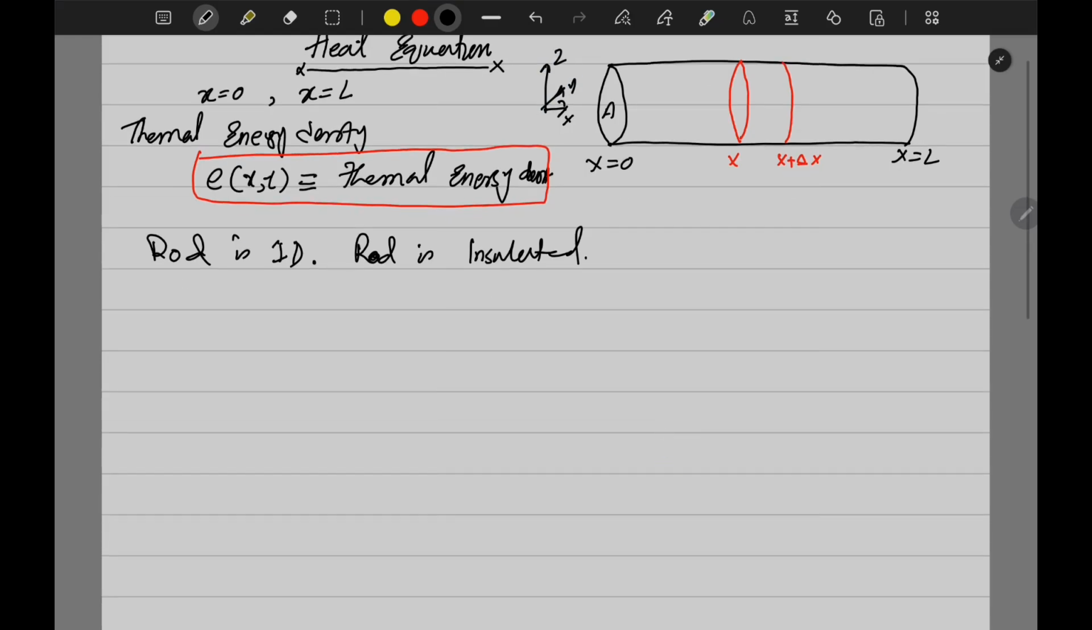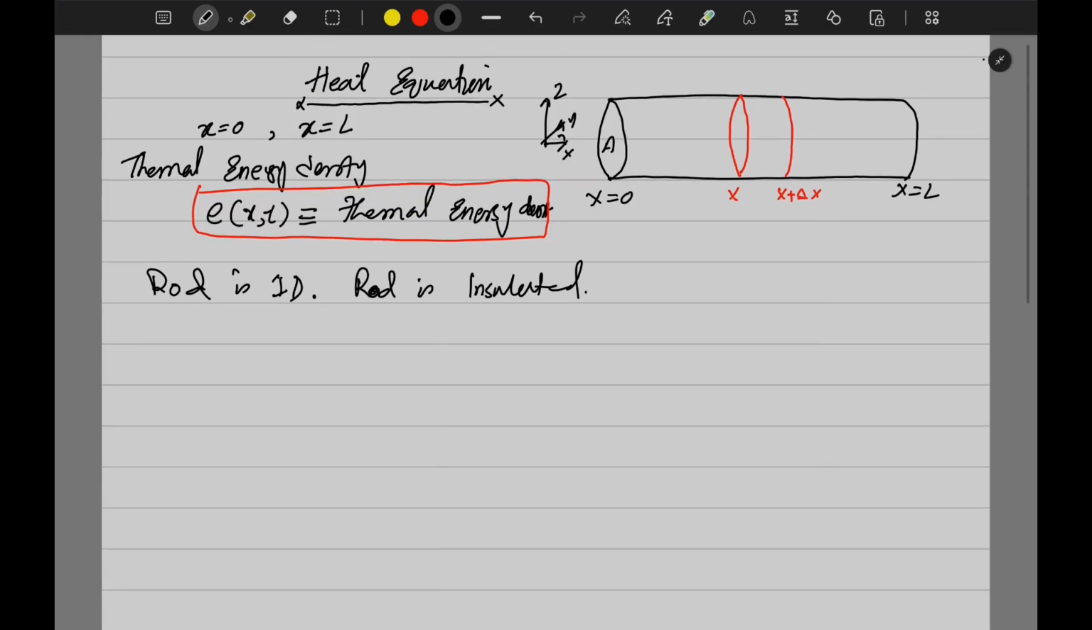Now let's talk about heat energy, which is an important concept. After setting up our system, we only consider this small patch between x and x plus delta x, as shown in this figure. We assume that the thermal energy density is constant in this patch.